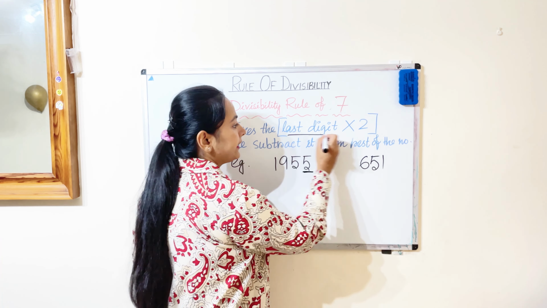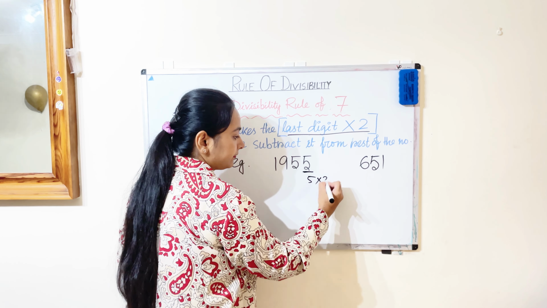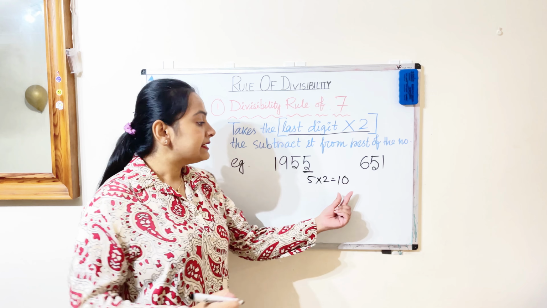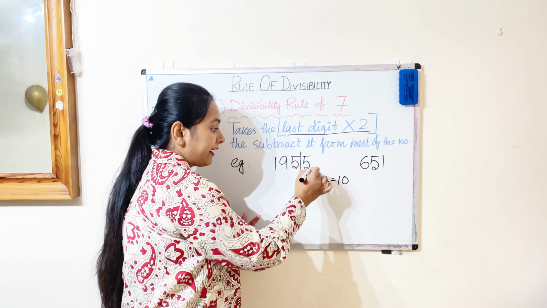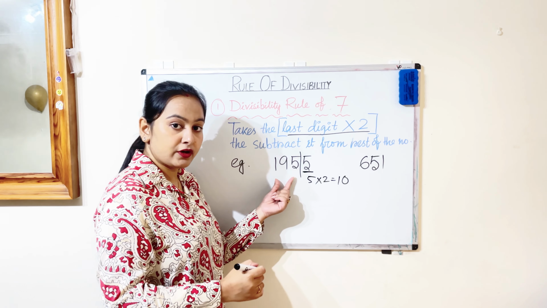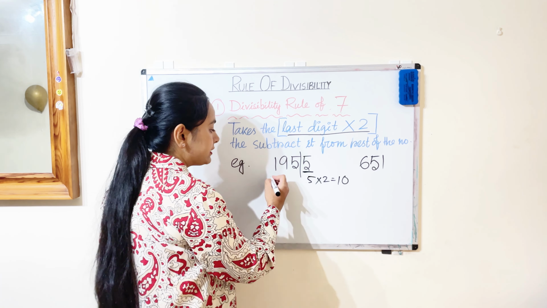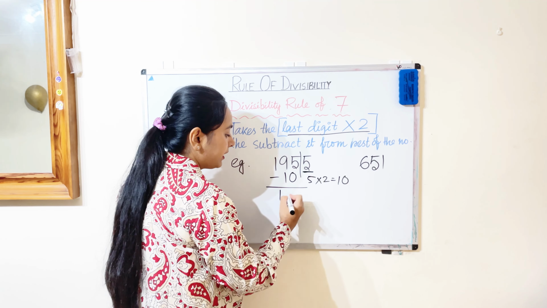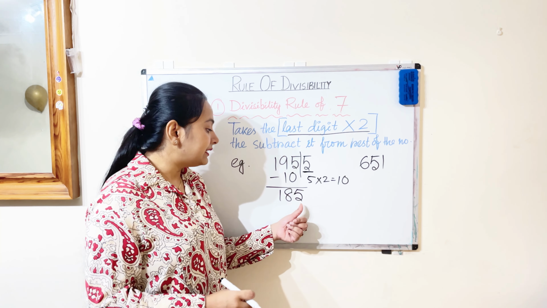I have already written it over here, right? So 5 2s are 10. Now subtract this 10 from the rest of the number except this 5. We can't take this one. From the rest of the number, we have to subtract 10. So if we subtract 10 from it, what are we getting from here? 185, right?